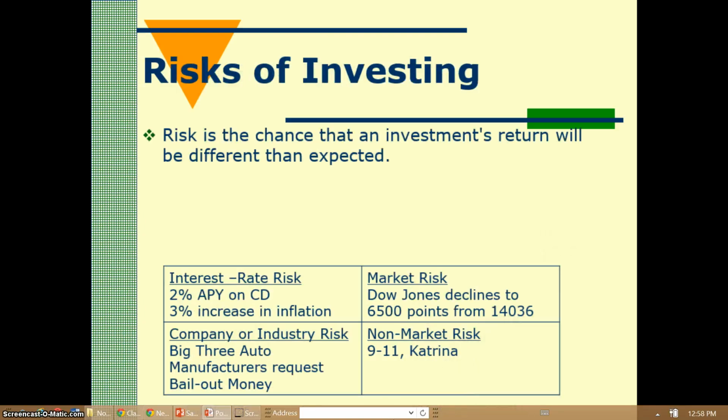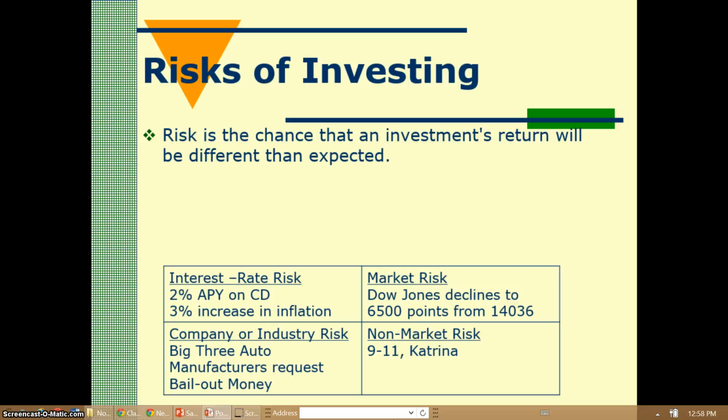So I keep using that word risk, risk, risk. Well, risk is the chance that an investment return will be different than expected. So it could be greater than you expected, and that's always exciting when you hear quarterly earnings from maybe some of these big power companies that are out there, and those stockholders then are going to go, wow, this is fantastic, they're making more money, let's buy their stocks.